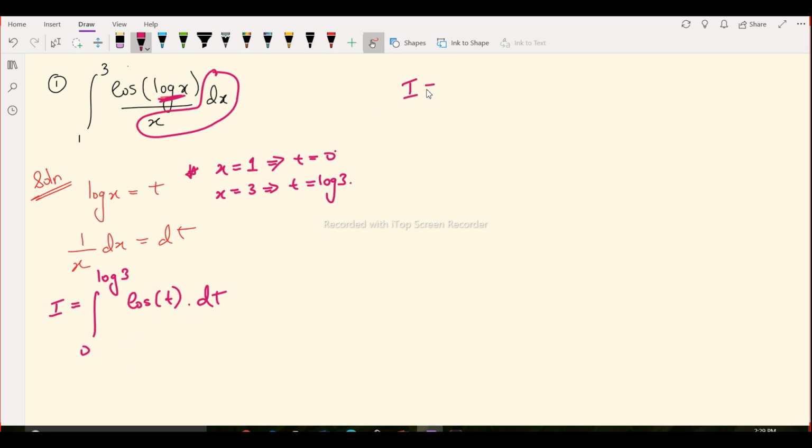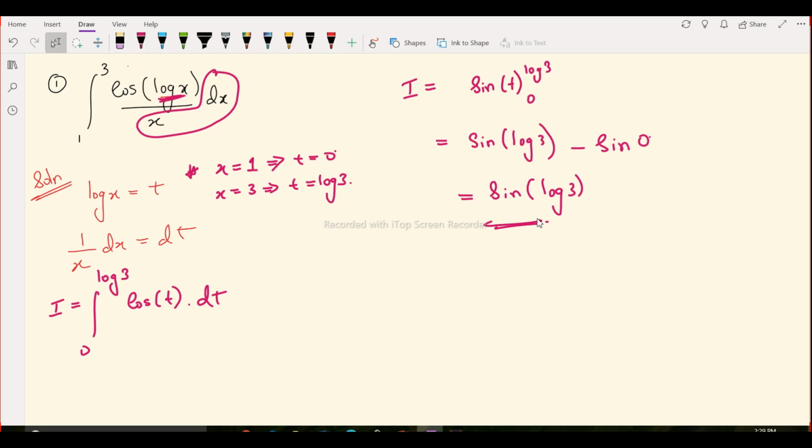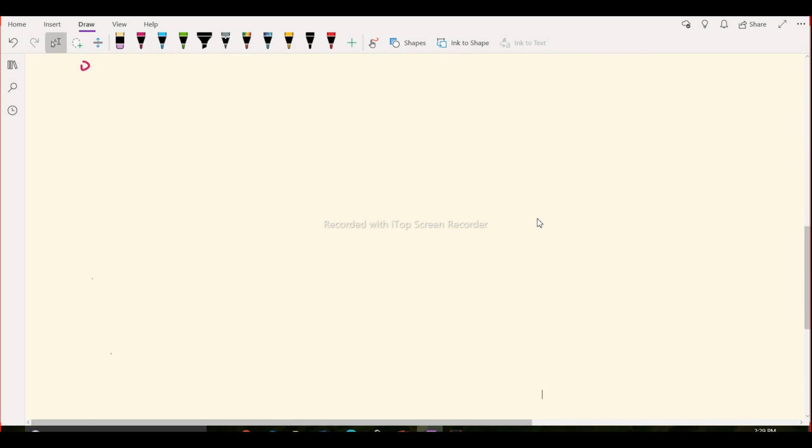So now, when you integrate, the integration of cos is sine, so you have sine t with limits 0 to log 3. You put the limits and you get sine of log 3 minus sine of 0. Sine of 0 is 0, so the final answer is sine of log 3. So this was the first question.